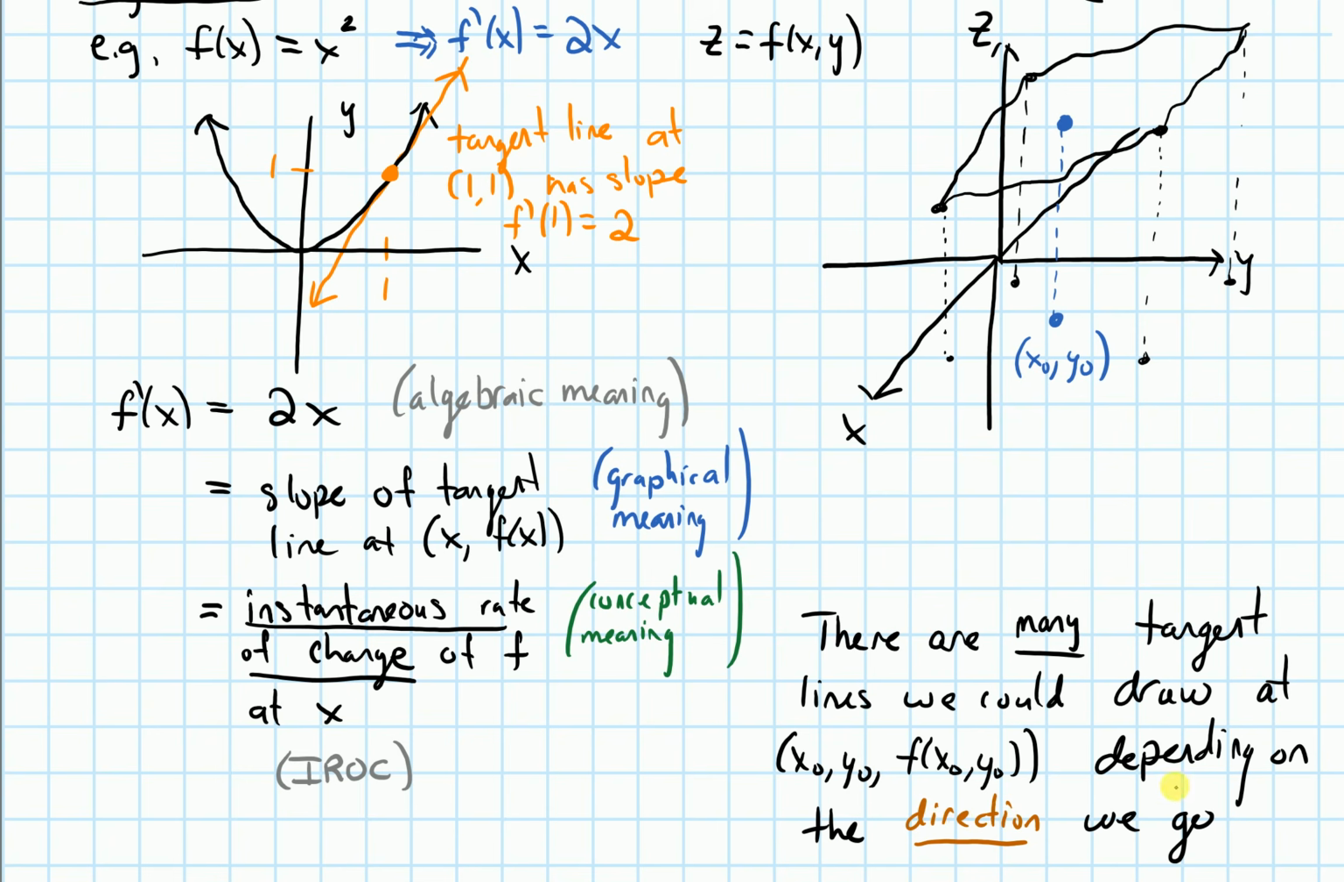Okay, so let me go back up to the picture and draw in some of these directions. So for example, if I were to look at this point where x naught y naught is, and just go purely in the y direction, so I'm going to not move at all in the x direction, if I were to go purely in the y direction, I'd have a line sort of going like this.